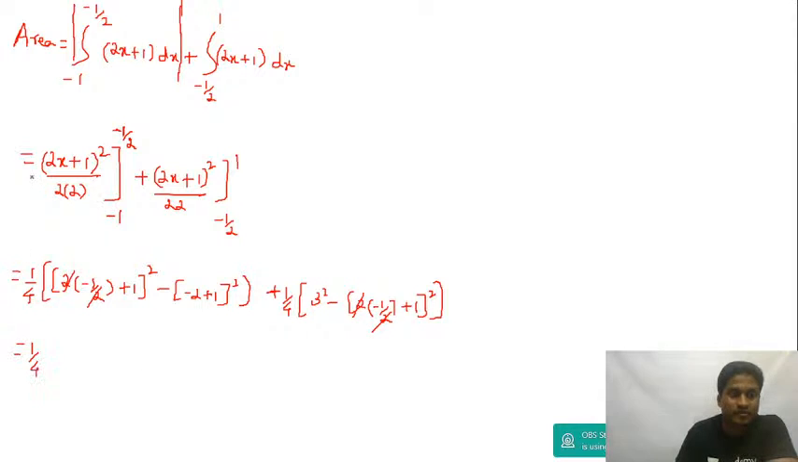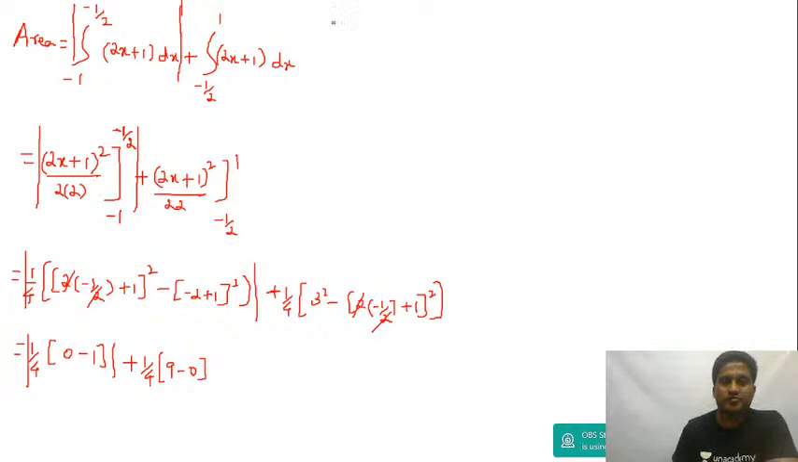Okay, there is a mod here. Let us not forget this mod. As I told you, area below the x-axis will be negative. So there is a mod here, 1 upon 4 into a bracket. This is 0 minus 1, and then 1 upon 4, right? 3 square will be equal to 9 minus 0. So modulus of minus 1 by 4 is plus 1 by 4.